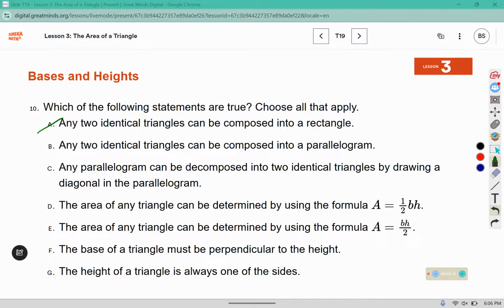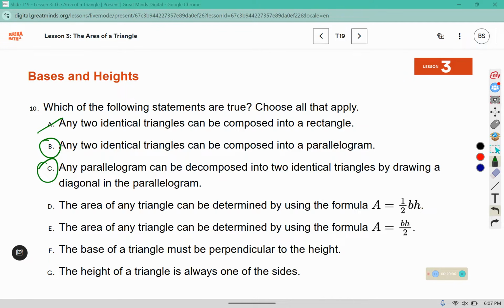Any 2 identical triangles can be composed into a parallelogram. Well, yes, because even a rectangle is a type of parallelogram. So right triangles form parallelograms that are specifically rectangles, and then non-right triangles form a traditional or what we think of when we see a parallelogram. Any parallelogram can be composed into two identical triangles by drawing a diagonal in the parallelogram. Yeah, that's true.